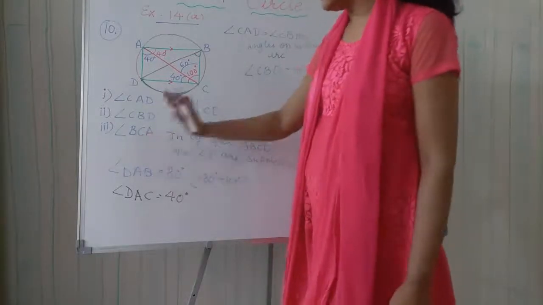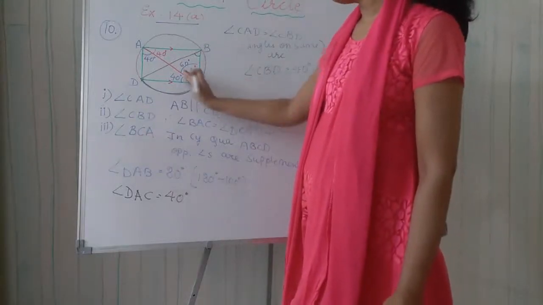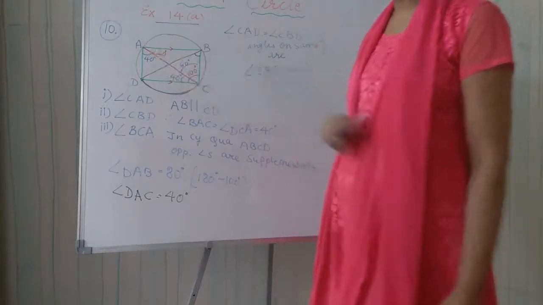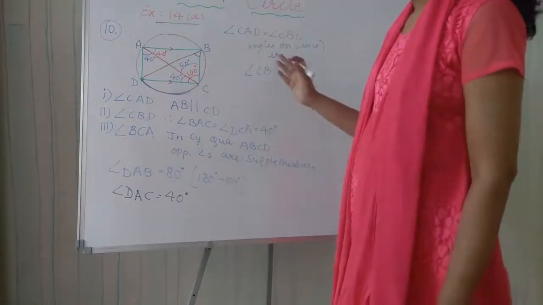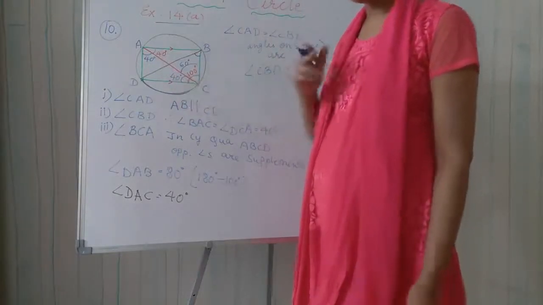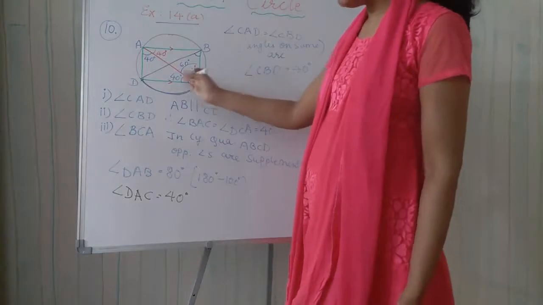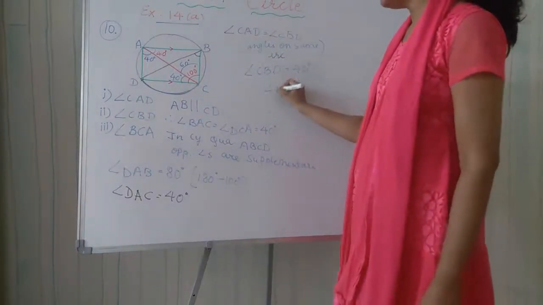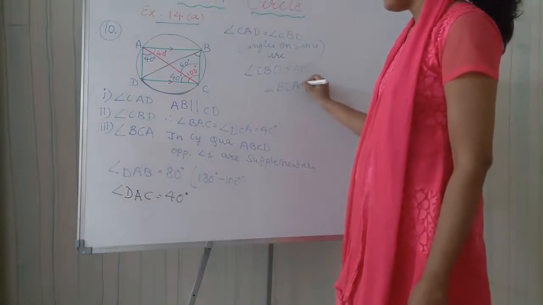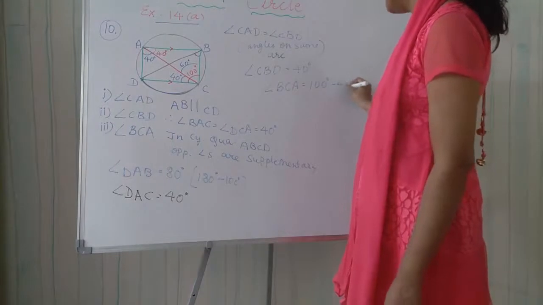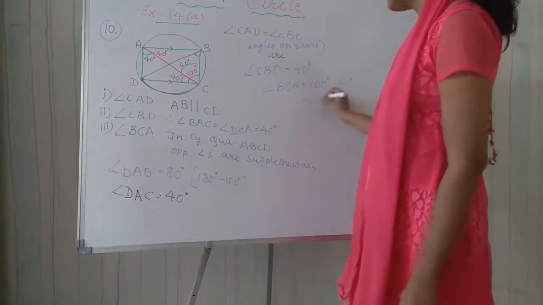Now BCA, this is BCA. This angle is also already found. You see 60 degree I have written. How? Because this whole is 100 and by alternate angles we have written this 40. So of course this 100 minus 40 is 60 we write here. So now BCA is equal to 100 minus 40 degree is equal to 60 degree.